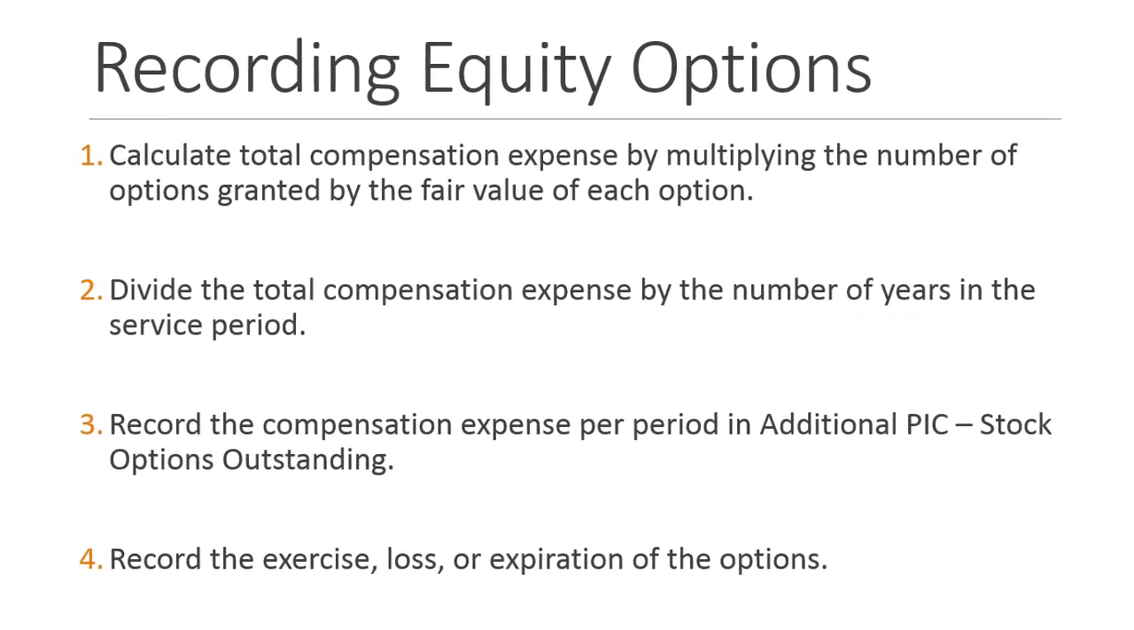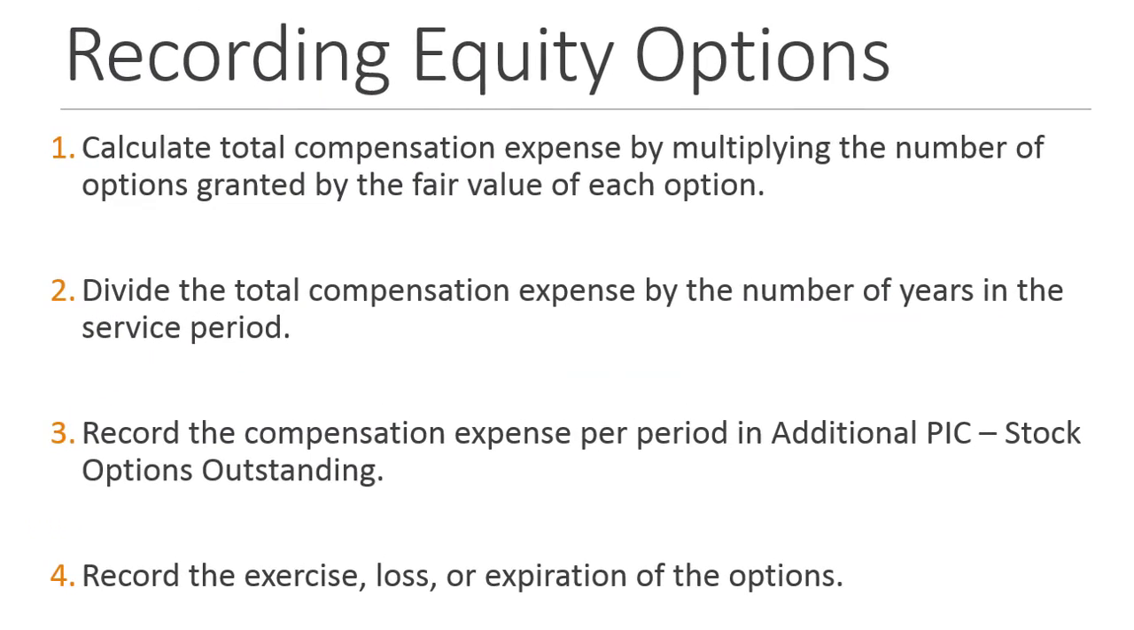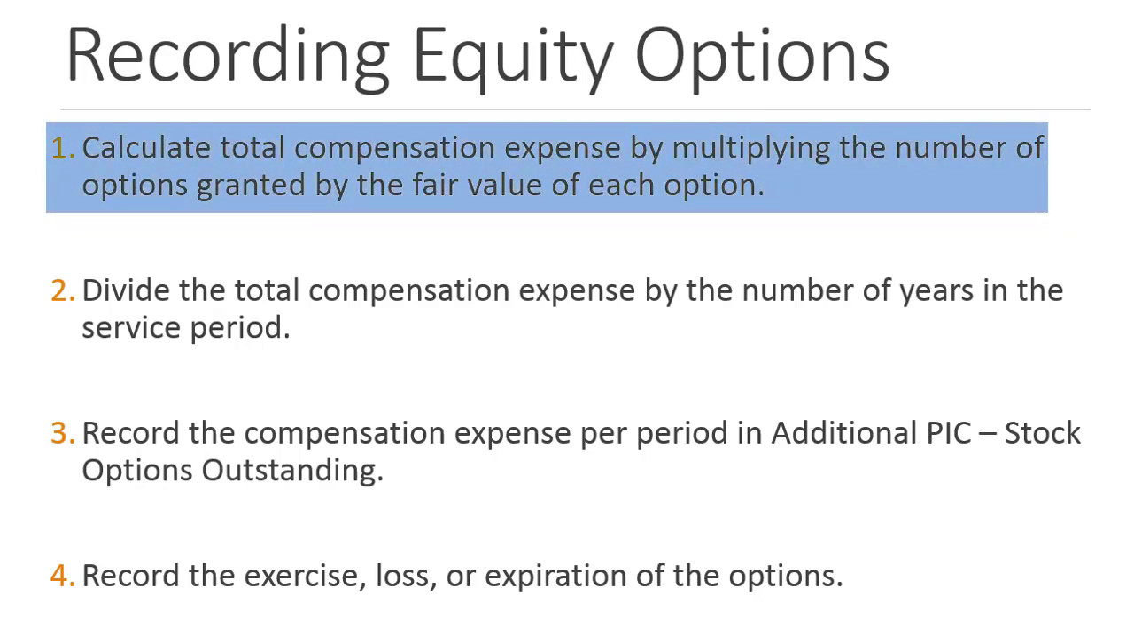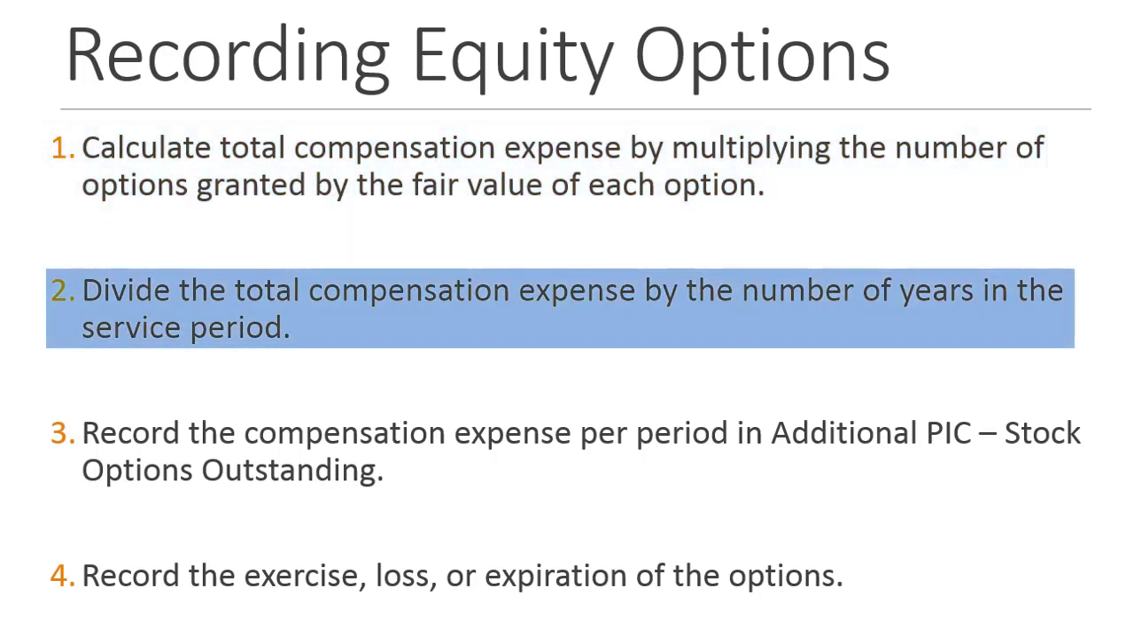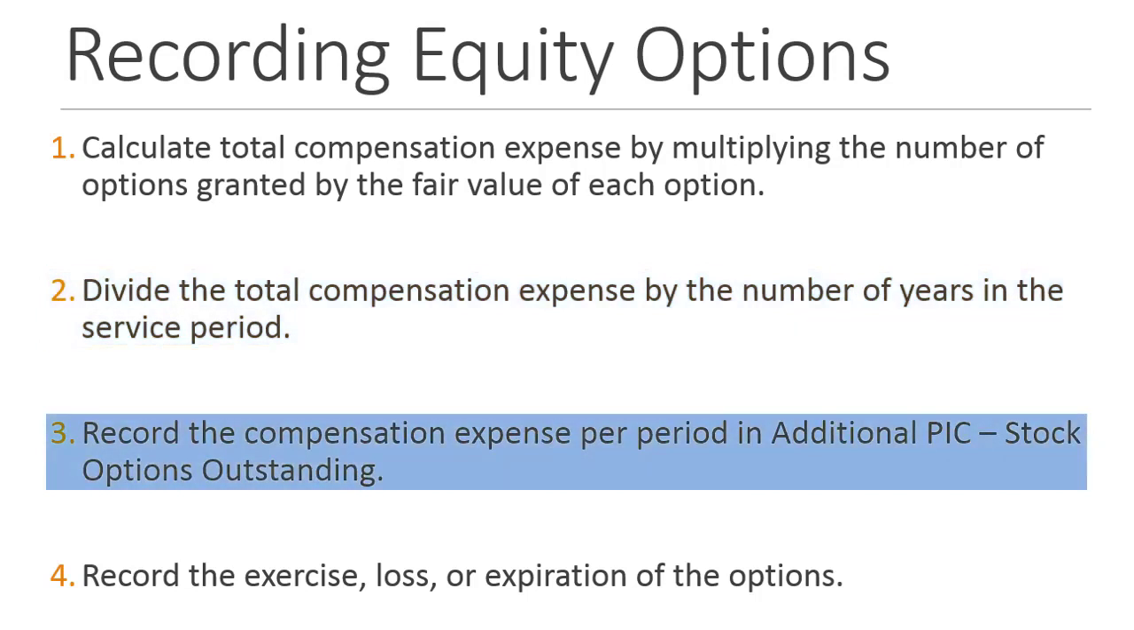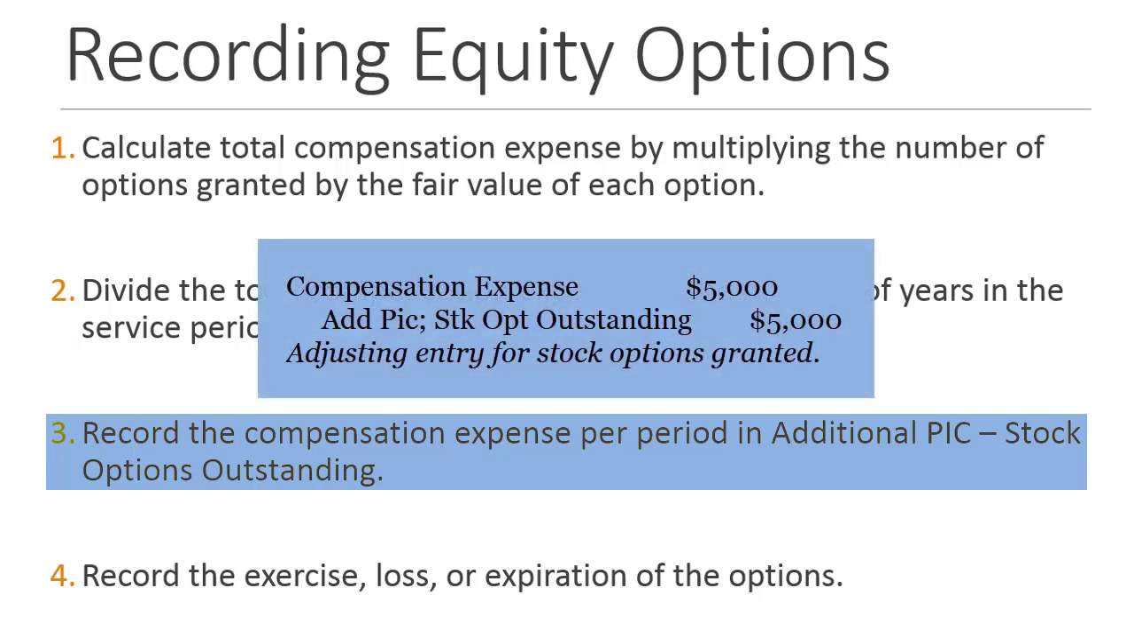Now, we've already talked through the basic process here, but just to review it briefly before we jump into an example, remember that we're going to calculate total compensation expense as the number of options times the fair value of each option. Again, fair value coming from either the open market, if the options are being sold on the open market, or from this Black-Scholes or a similar finance model. We divide it by the number of years in the service period. That's the amount of time I have to work to earn them. And I record a compensation expense each period into additional paid-in capital stock options outstanding. So debit compensation expense, credit this additional paid-in capital account.